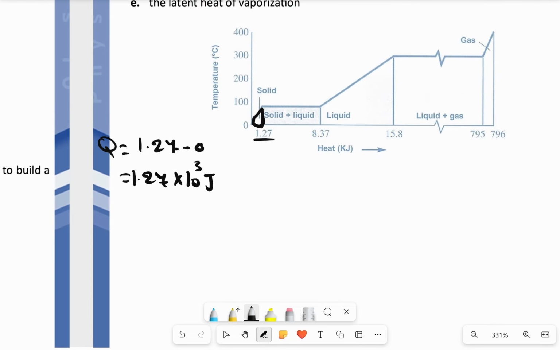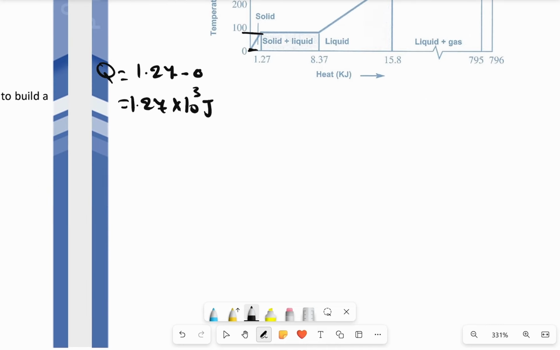What about the temperature? The temperature is going to be, look here, this is the curve, so this is 100 and this is 0. So the temperature change is going to be 100 minus 0.